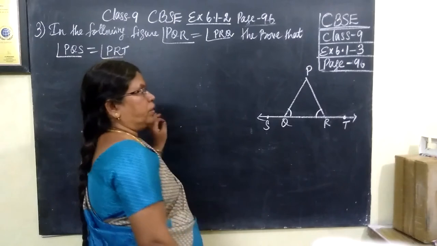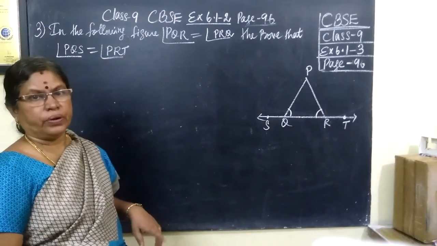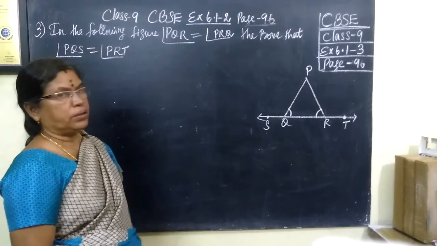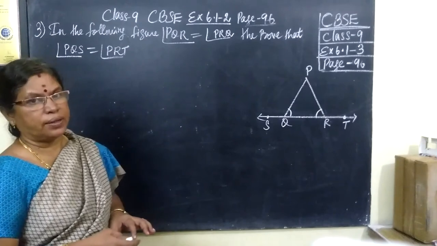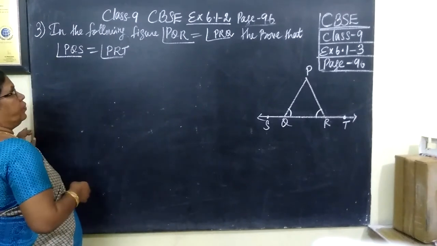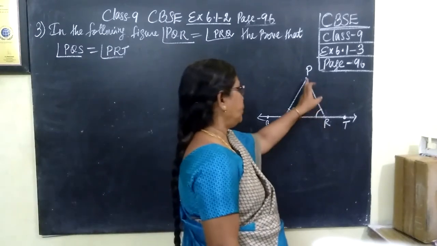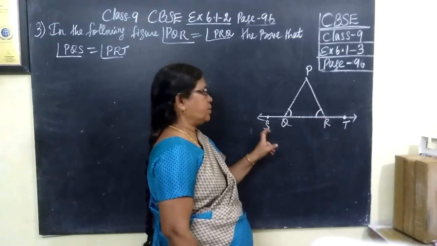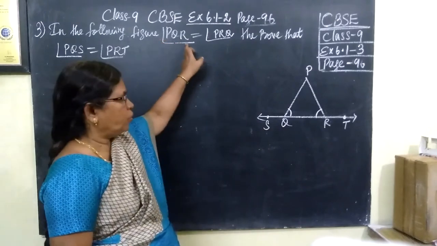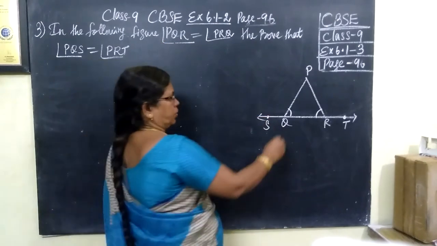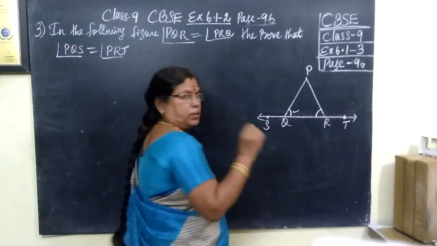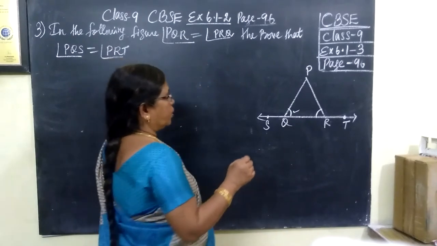Now we see exercise 6.1, question number 3. This is for the CBSE students, class 9. You are given angle PQR equal to angle PRS. Angle PQR is equal to angle PRQ.